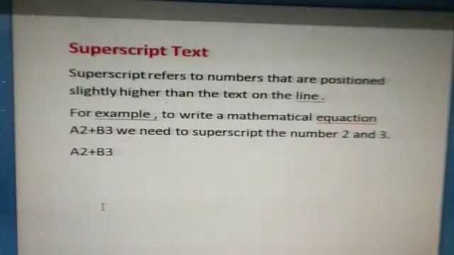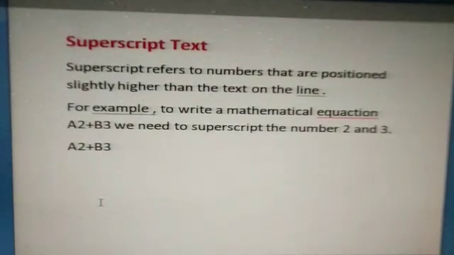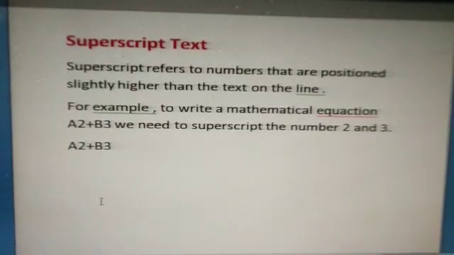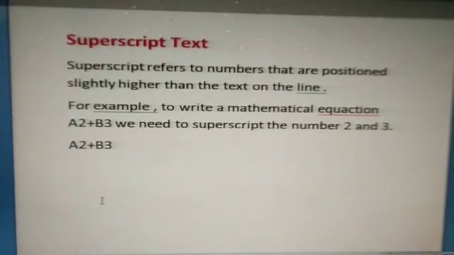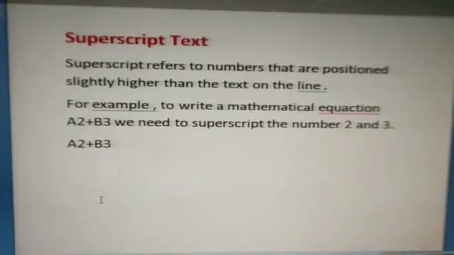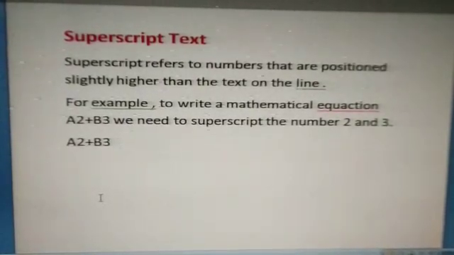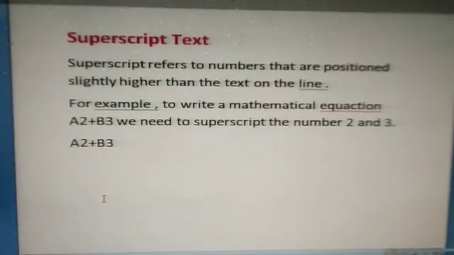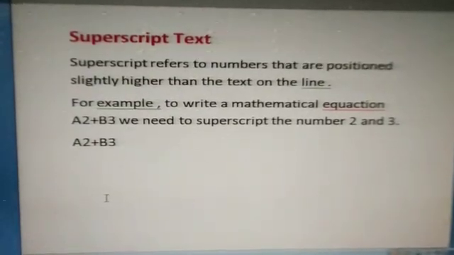Next topic is superscript text. Superscript refers to numbers that are positioned slightly higher than the text on the line. For example, to write a mathematical equation like A^2 + B^3, it is written here as A2 plus B3. This is not the correct way to write a mathematical equation in maths. The right way is A square plus B cube. We need to superscript the numbers 2 and 3.